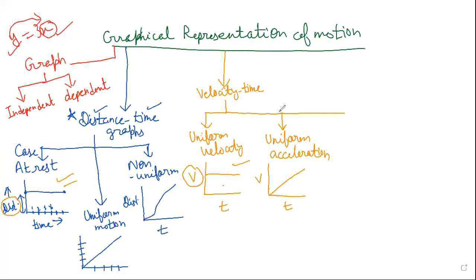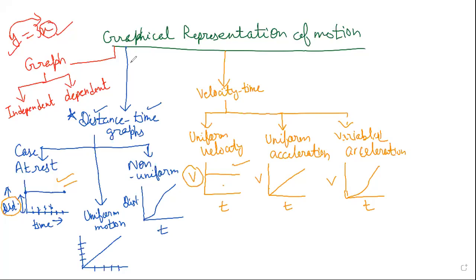If I draw one more, for variable acceleration, simply it will not be a straight line. Variable acceleration. T and V, right? This will be the variable acceleration.